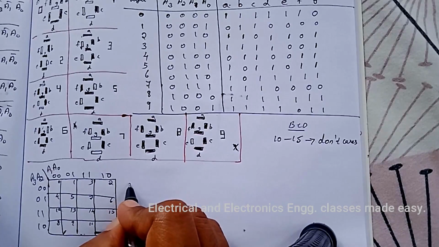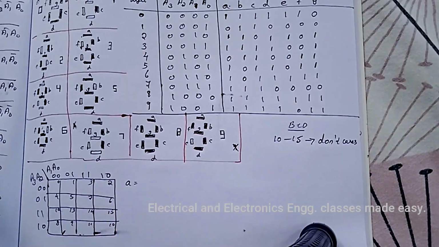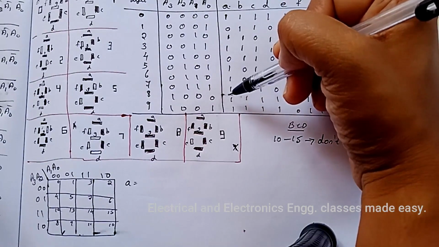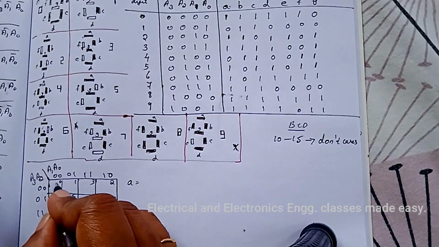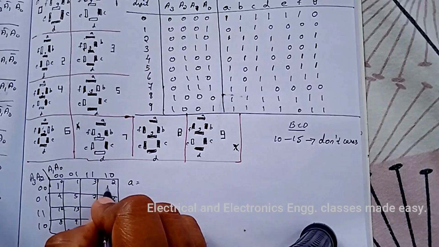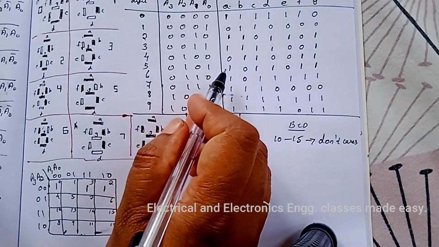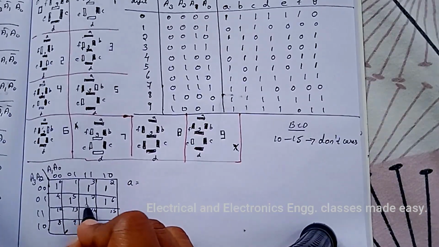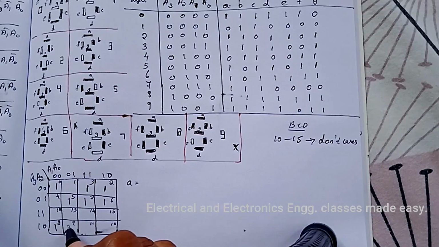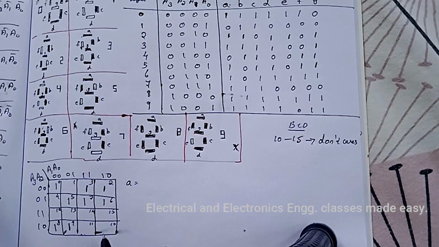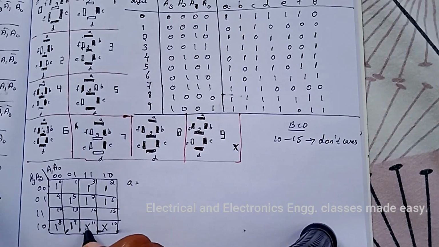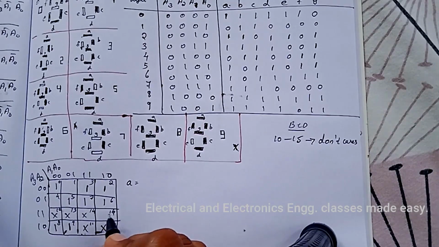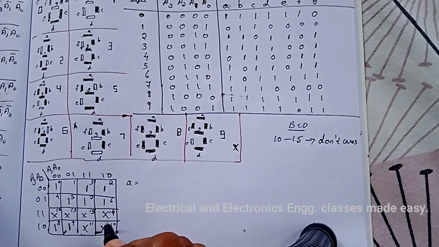For the simplification of segment A, here 0, 2, 3, 5, 6, 7, 8, 9 are 1, and the don't cares are 10, 11, 12, 13, 14 and 15.